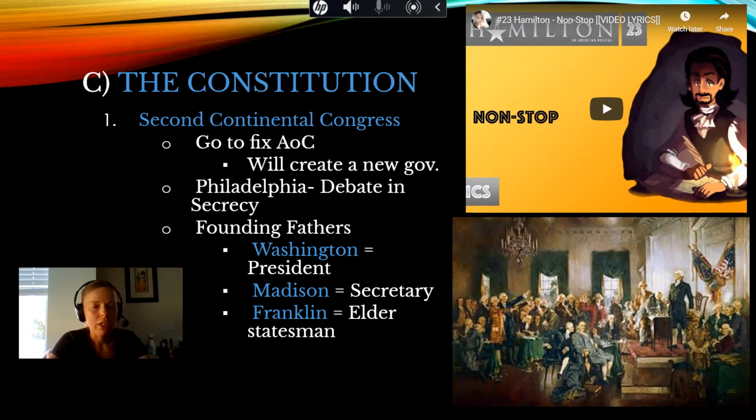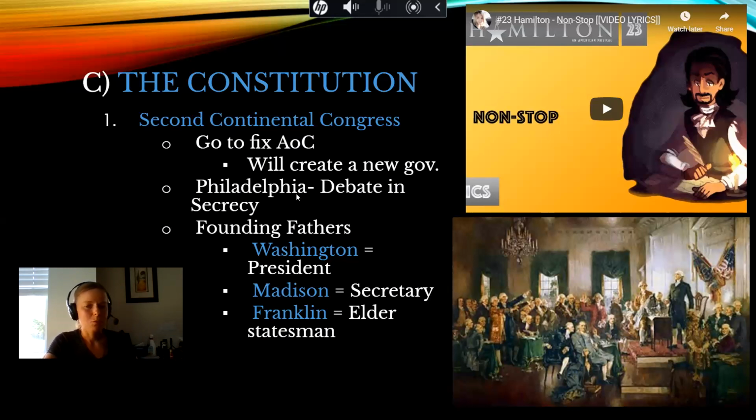And of course, what will happen is that instead of making a few fixes on the articles, they're going to completely throw the Articles of Confederation in the trash, and they're going to come up with an entirely new government, a new document that will be called the Constitution of the United States. And that is the government that we still have to this day. That is our government of the United States, the thing that creates our presidency, our Supreme Court, our Congress, and all the other stuff, and gives us our Bill of Rights, our 27 amendments that are all part of the Constitution. So this is a really big deal. And they meet in Philadelphia.